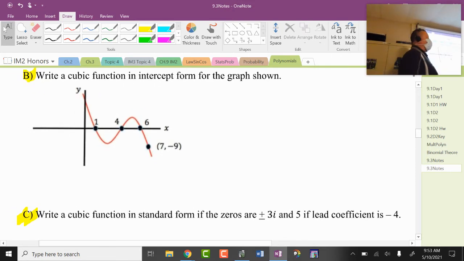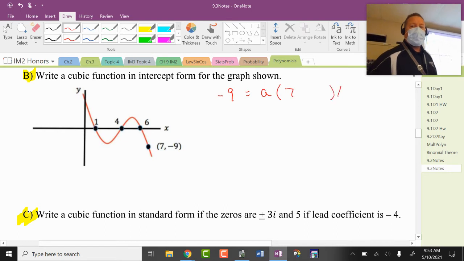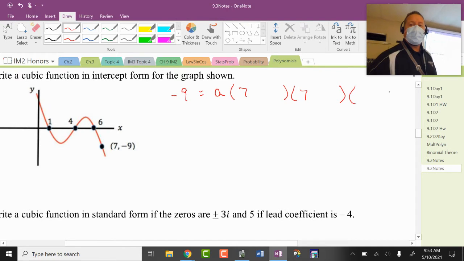That's why I don't really want to go through all of letter B, but it's with the picture. It's given the same information. So I'm going to have negative 9 for y. A is going to be unknown. 7 is going to be the x value that's in each intercept form here. And then it's minus 1, minus 4, minus 6. And it's more of the same.